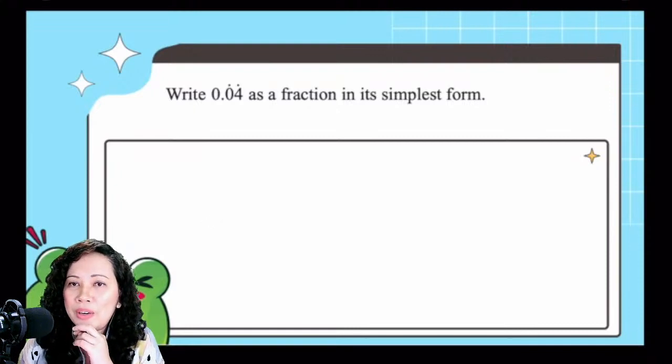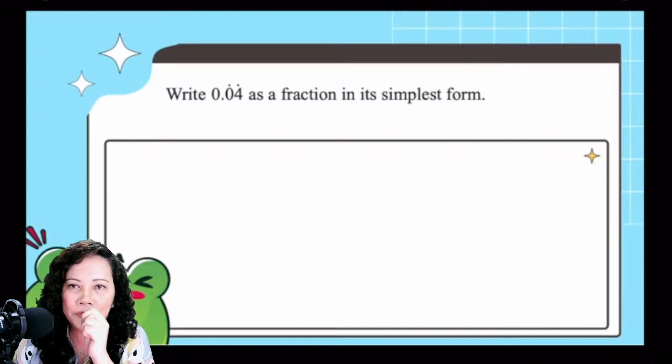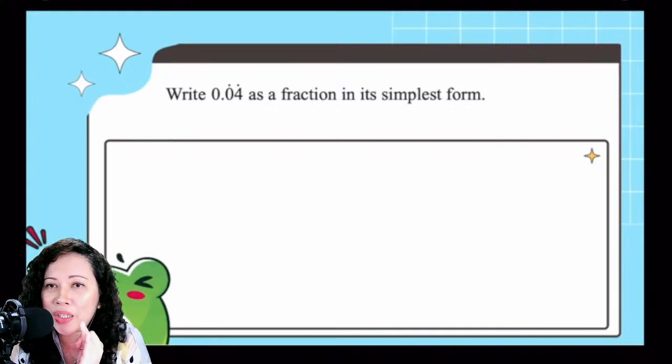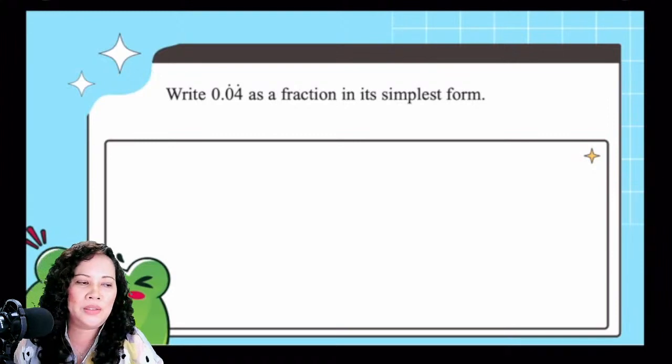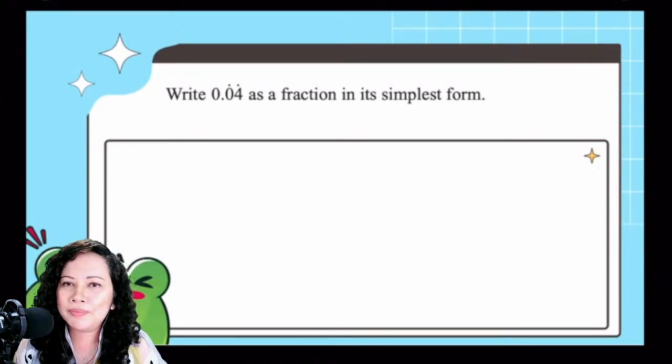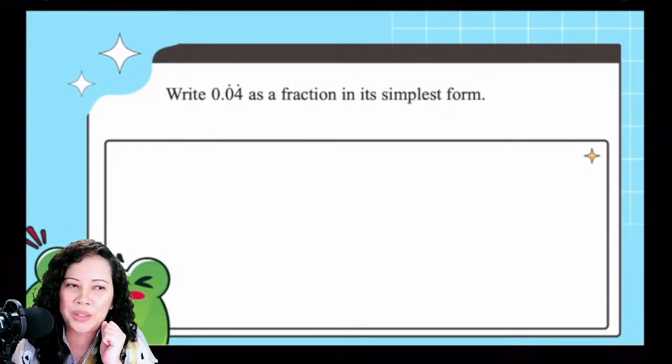Any questions so far with the 3 topics? Probability, rational and irrational numbers, and fractions. Just do leave or type your comment if you have any question, okay?